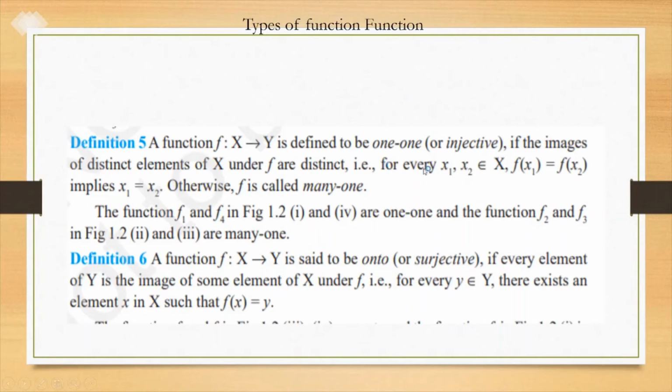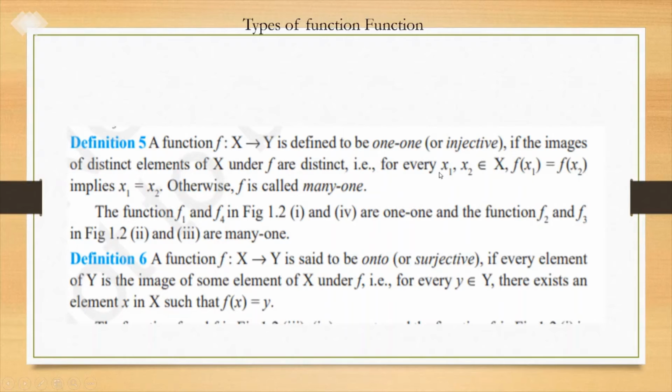One is one-one function, and second is onto function. One-one function and onto function. So I read the definition. A function f from X to Y is defined to be one-one, or by another name injective, if the images of distinct elements of X under f are distinct. What is the definition? The images of distinct elements of X under f are distinct.